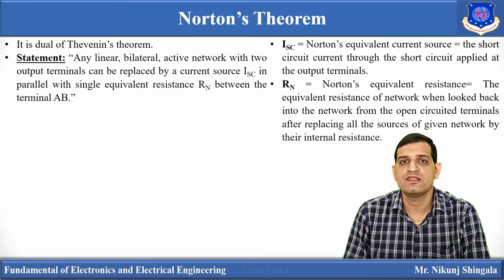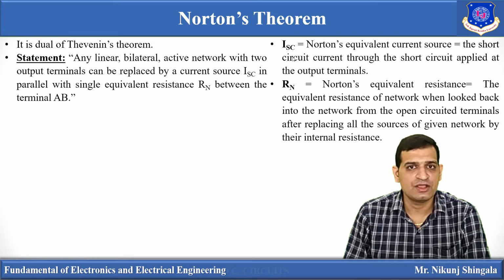Rn can be found in a similar way to RTH that we did in the previous lecture, that is Thevenin's equivalent resistance. It is the equivalent resistance of the network when looked back into the network from the open circuited terminal after replacing all the sources of the given network by their internal resistance. So Rn is found in a similar way as we found RTH, but in Thevenin's theorem we found VTH, while here we are finding ISC, that is the short circuit current.